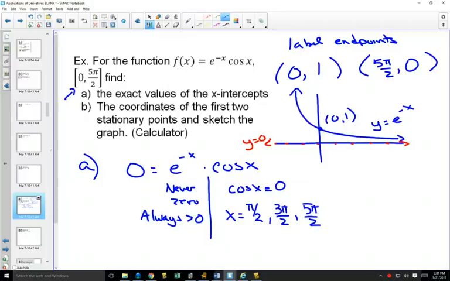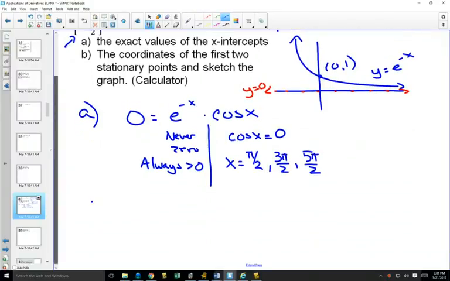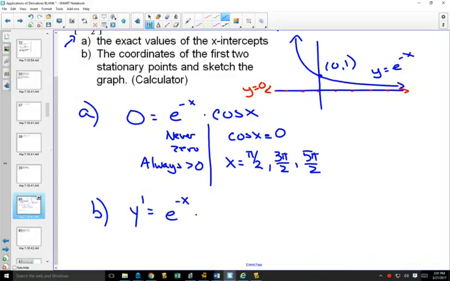Now we want to find the coordinates of the first two stationary points. Remember, we find stationary points, those are maximums, minimums, or stationary points of inflection, with our first derivative. So for part B, I'm going to need to find my first derivative. It's going to be a product rule. If I use the product rule, keep the first one the same, multiply by the derivative of the second one. The derivative of cos is negative sine. Plus, keep the second one the same, multiplied by the derivative of the first one. The derivative of e to the negative x would be e to the negative x times the negative 1, because there would be a chain rule.